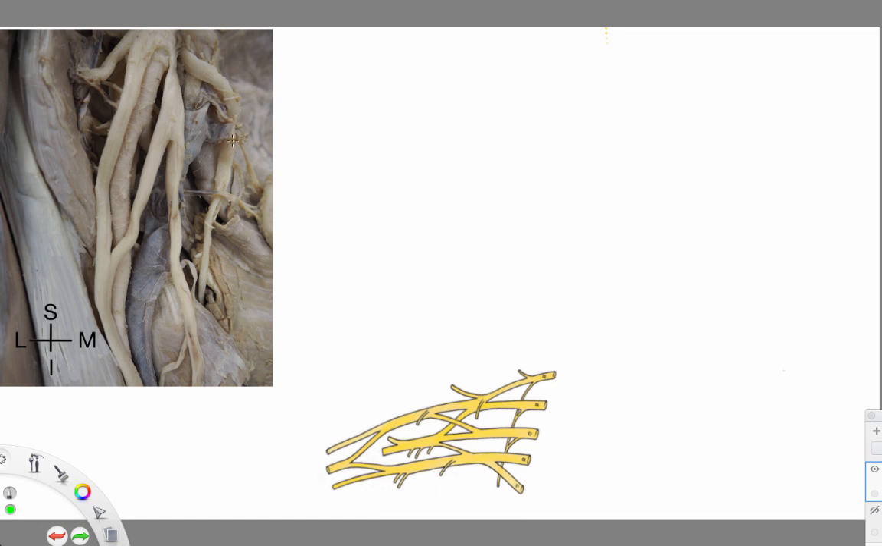So today I'm going to give you a brief overview of the brachial plexus. The brachial plexus is the highway, essentially, for information to travel from the central nervous system to the arm, where it can either control muscle movements or receive sensory information from the upper limb.